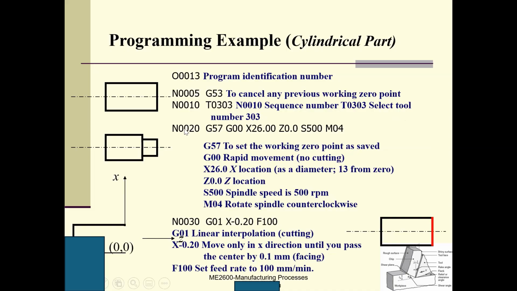And next line, this is the line number. You can see the line numbers are increasing. Make sure the line number is increasing from the top to the bottom. G57 is used to set the working zero point as saved, and G53 is used to cancel any previously set working zero point. So G53, G57, you know that, okay? G00 means rapid movement, no cutting. Whenever you say G00, it is rapid movement, no cutting.